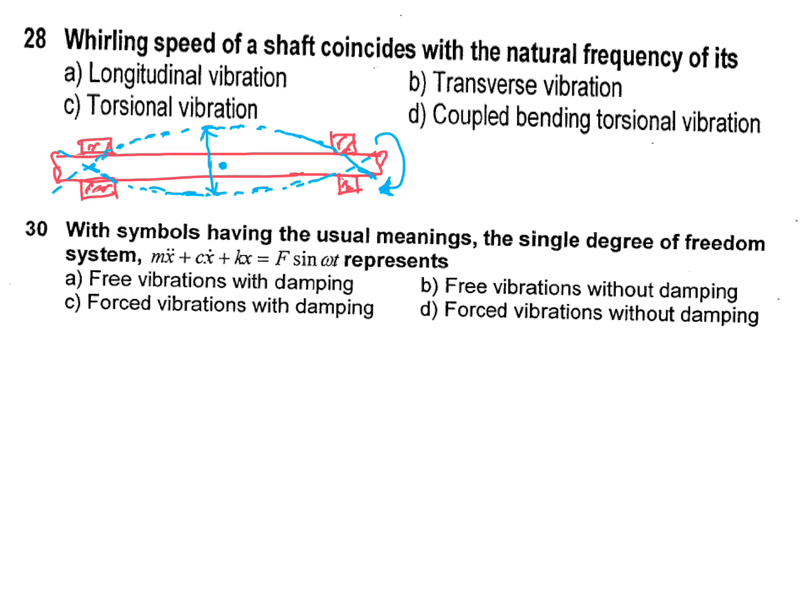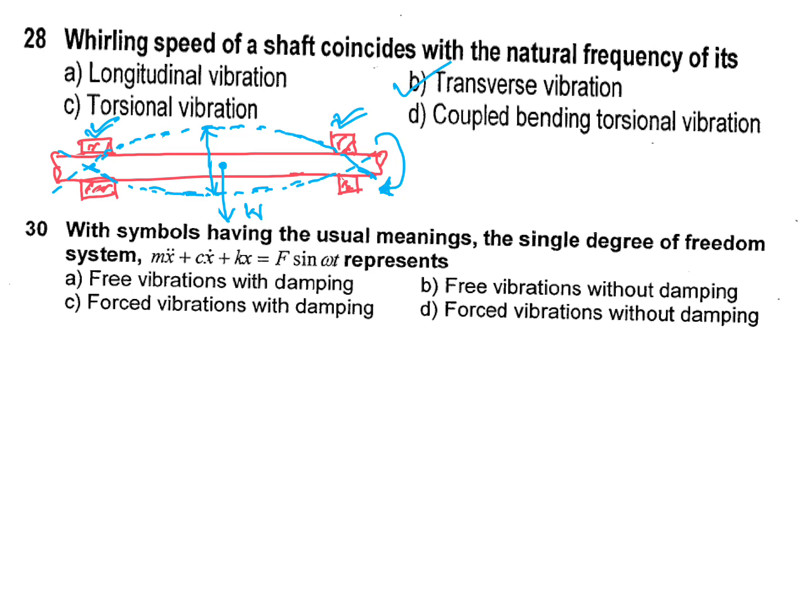It vibrates due to its weight W, supported by two bearings. Here one bearing, here one more bearing. It's transverse vibration. Whirling speed of shaft coincides with the natural frequency of its transverse vibration.